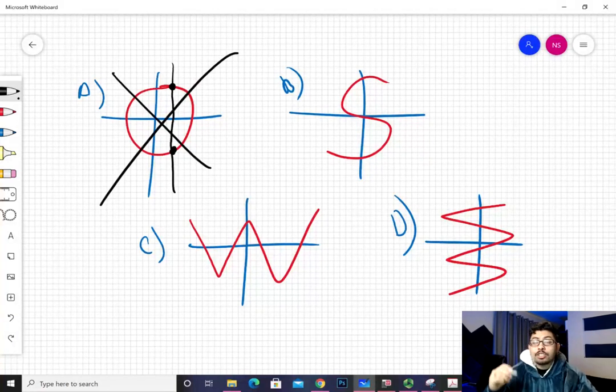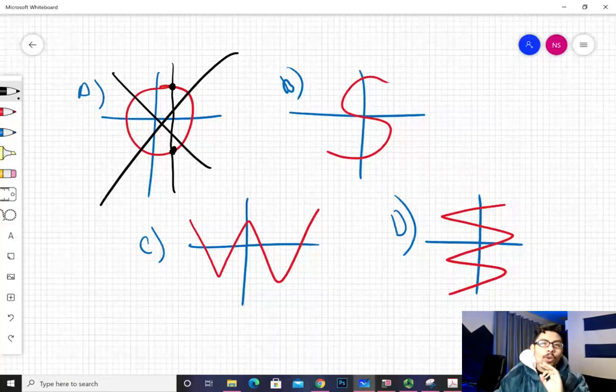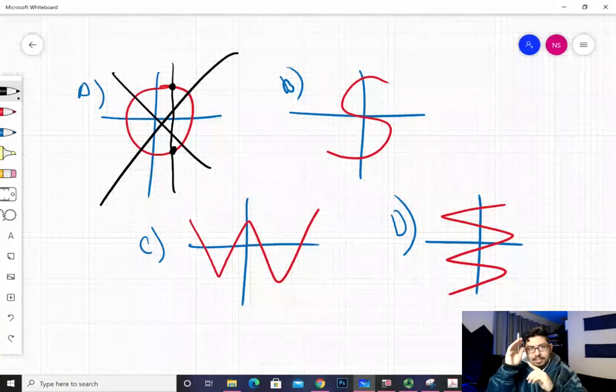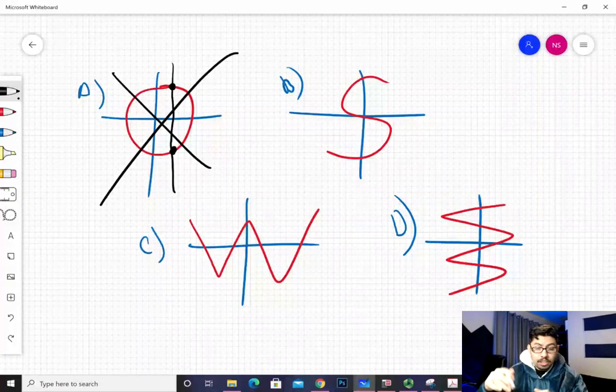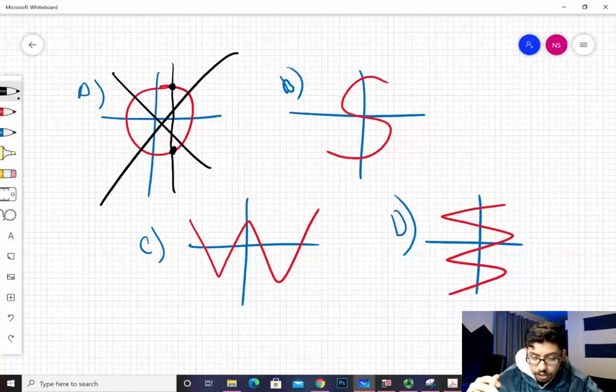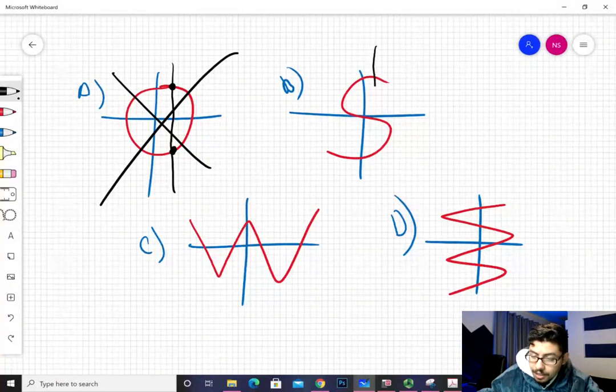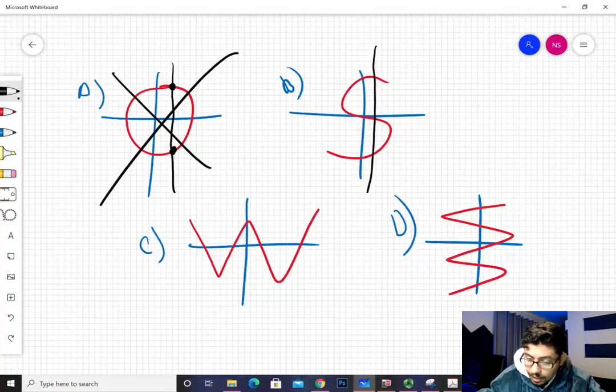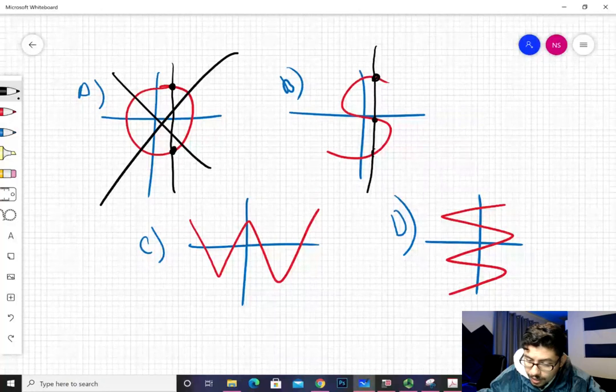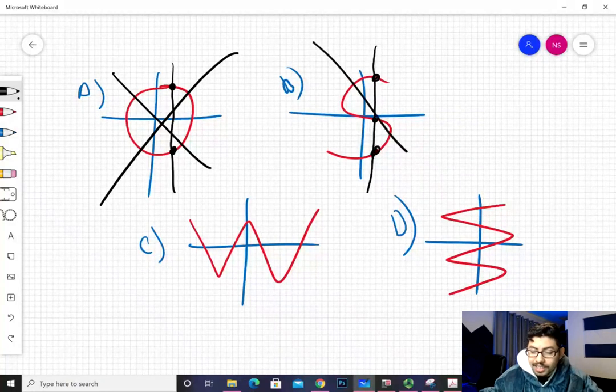Because remember, a function is only a function when it has only 1 point, and no 2 points above each other, no more than 1 point above each other. So let's do the same thing here. At any point, you can just draw a vertical line anywhere. And at this point right here, I see there's 3. This is not a function, right?